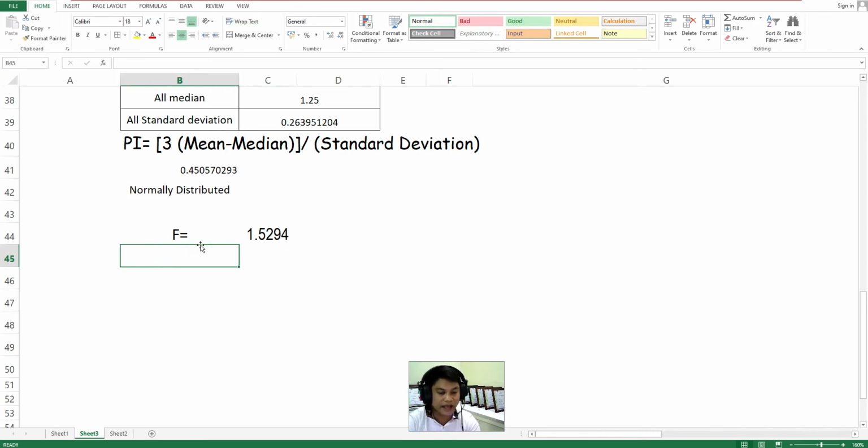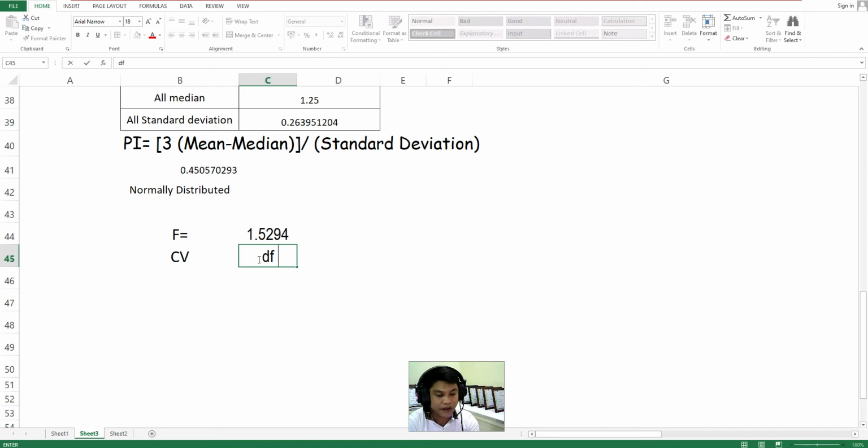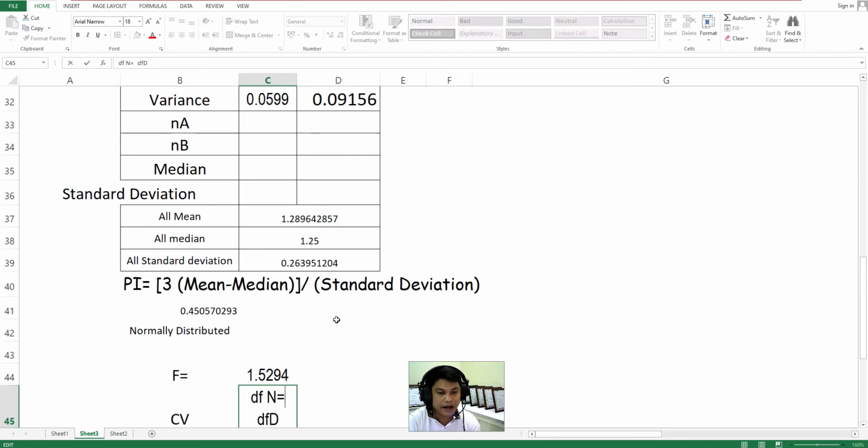Is F significant? How do we know? We have to find the critical value. Okay, so in finding the critical value, we have to determine what is the degrees of freedom for the numerator and what is the degrees of freedom for the denominator. How do we find that? We have to search that in the table. We will search for what is available on the internet.